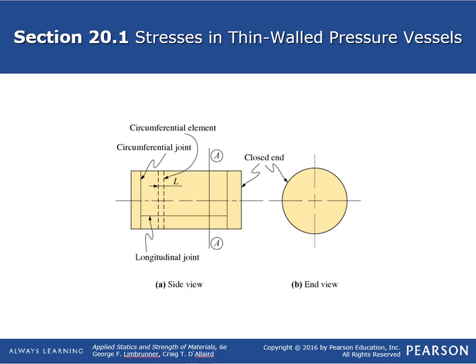This is a picture of a pressure vessel. This one's a cylindrical pressure vessel. It has a closed end. And there can be joints in your pressure vessel. In this orientation, you see a longitudinal joint. And in this one right here, you're seeing a circumferential joint. And there are different stress implications for the different directions of the joints.